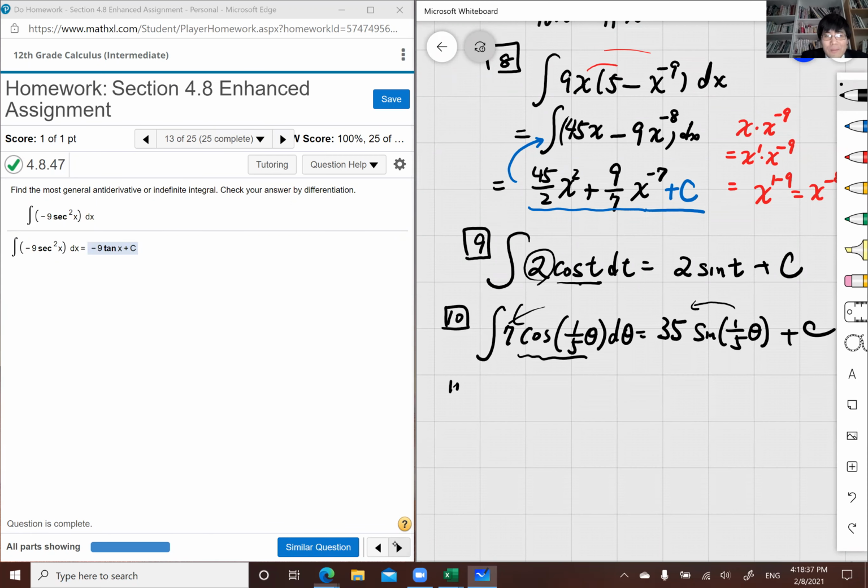Okay, next one. Negative 9 times secant square x. Okay, so what's the antiderivative of secant square? Well, that is tangent. So it's going to be tangent. And when you differentiate this one, you want to get this. So just multiply it by negative 9 and add c.